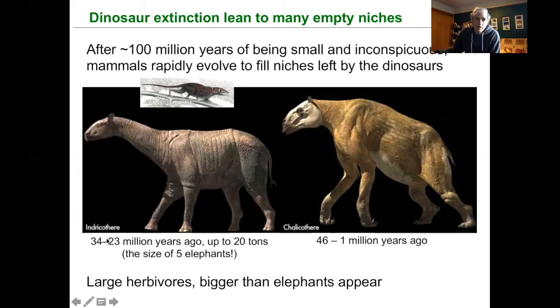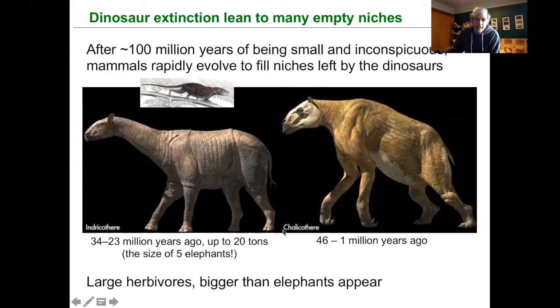So dinosaurs go extinct 65 million years ago, and within 30 million years of dinosaurs going extinct, these gigantic land mammals appear. So 35 to 23 million years ago, this thing walked the earth. It weighed up to 20 tons. It was the size of 5 elephants. It was an absolute monster. There's not been a land mammal as big since. It's called the Indricothere, and it was absolutely huge.